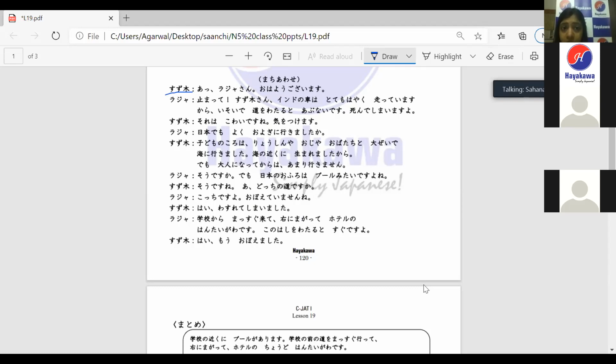Raja-san. Ohayo gozaimasu. Once more, Sahana-san. After me. Raja-san. Ohayo gozaimasu. Hi, very good, Sahana-san. Arigato gozaimasu.